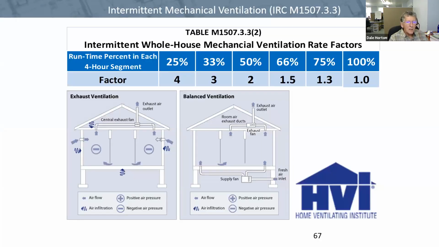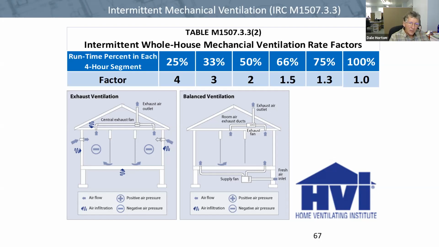So not only do you have to provide the whole house mechanical ventilation, you have to provide an occupied accessible on-off manual switch for that ventilation system, even if it's continuous. And if you choose, rather than having continuous ventilation, to have intermittent ventilation, there are a set of requirements you have to follow. You have to take the requirement of the table and use a factor based on the percentage of the time that it's operating.